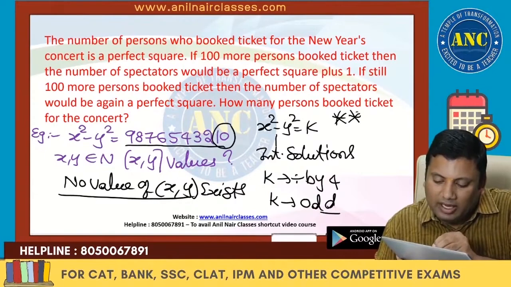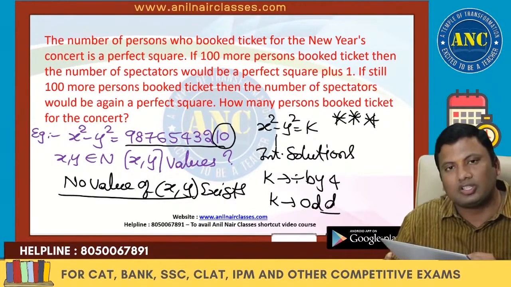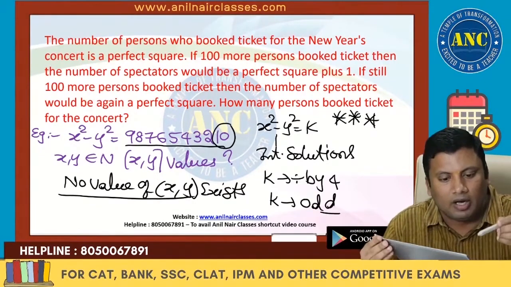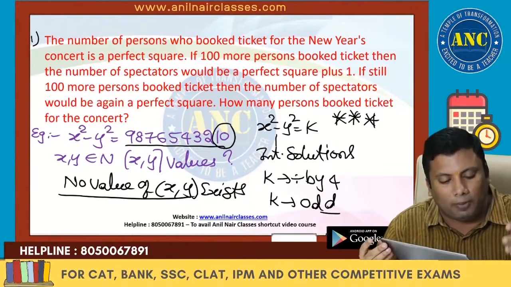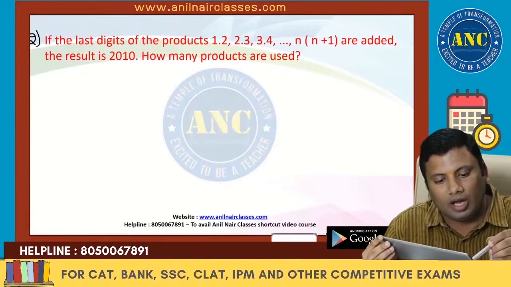x square minus y square equivalent to k. This equation has integral solutions only if k is divisible by 4 or k is an odd number. Question number 1: concept, approach and an example. I hope it is clear. Question number 2, another question.